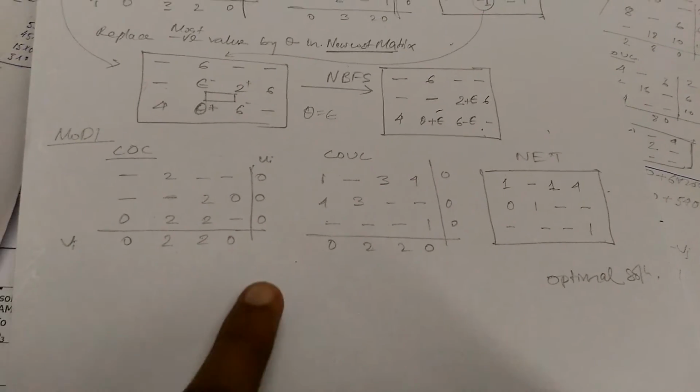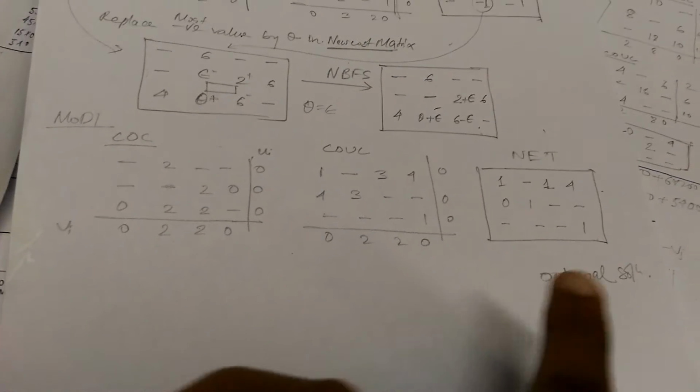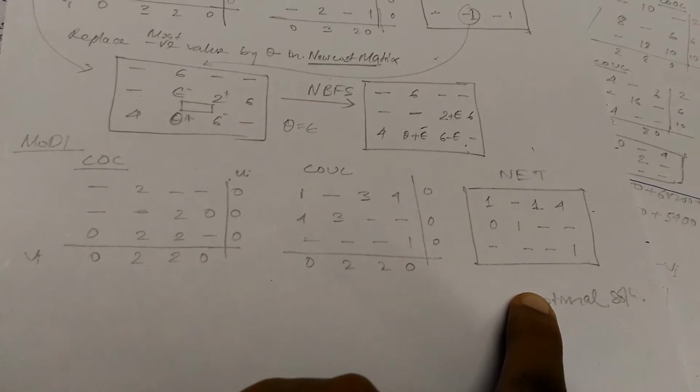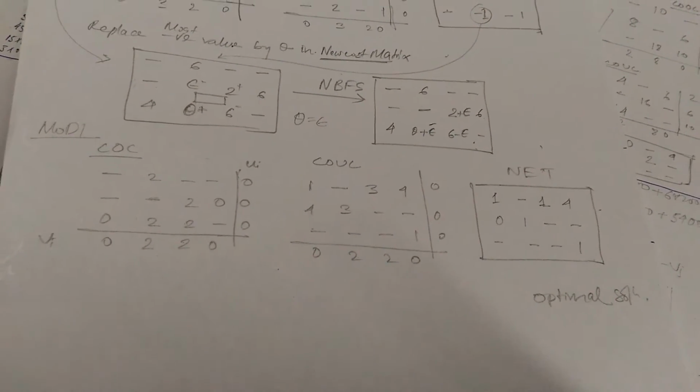Now again we have calculated the cost of occupied cell and cost of unoccupied cells and the net evaluation table. In the net evaluation table we have all the positive values, and so the solution is optimal.